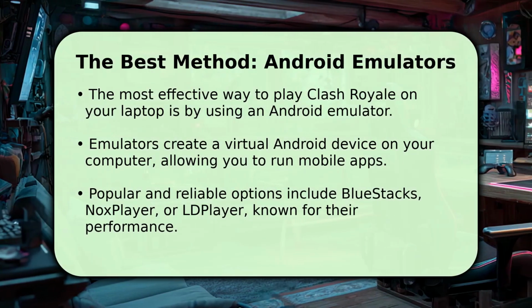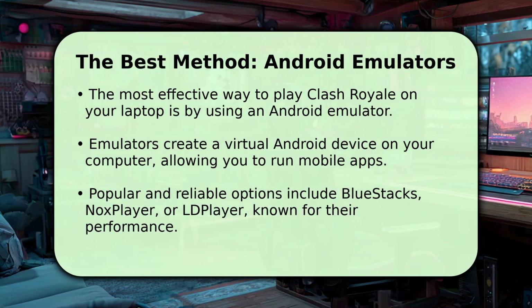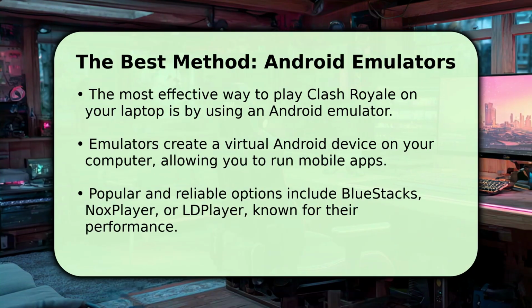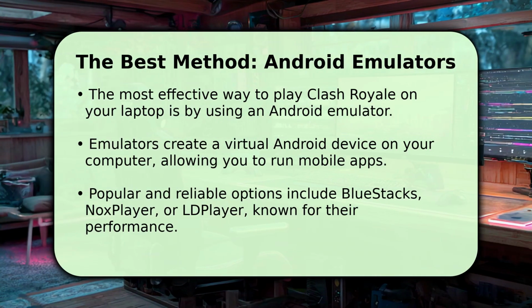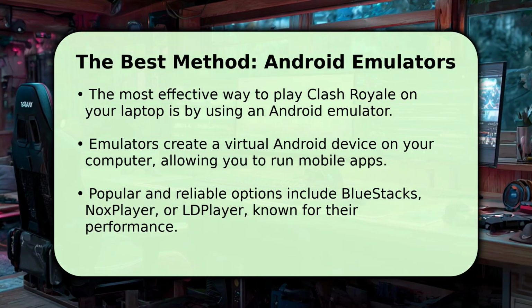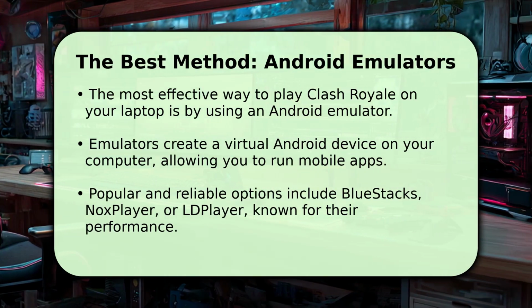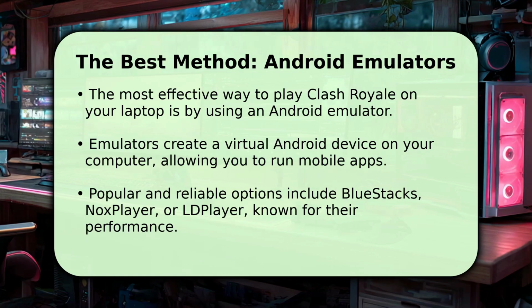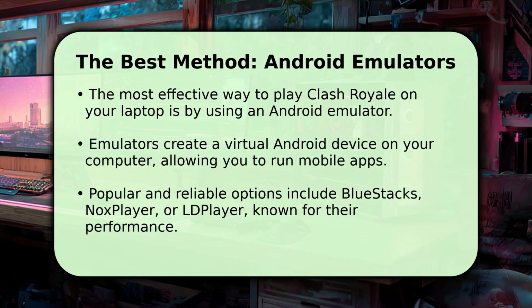So, how do you actually get a mobile game like Clash Royale onto your big screen? The best and most straightforward method is to use an Android emulator. Think of these as special programs that create a complete virtual Android phone right inside your computer. This means you can download and run Clash Royale, along with all your other favorite Android apps, just as you would on your phone or tablet. It truly opens up a world of mobile gaming on your desktop.